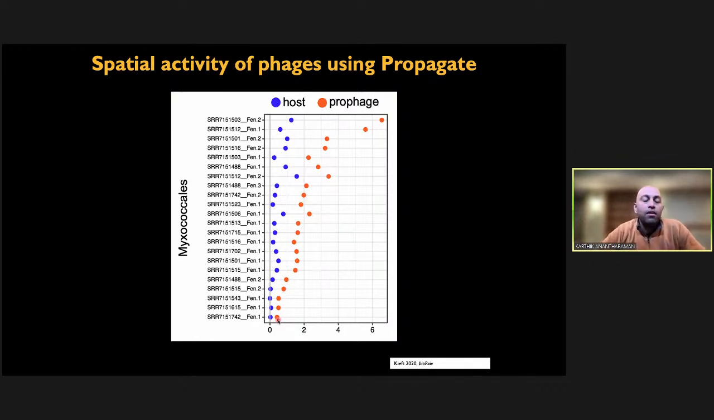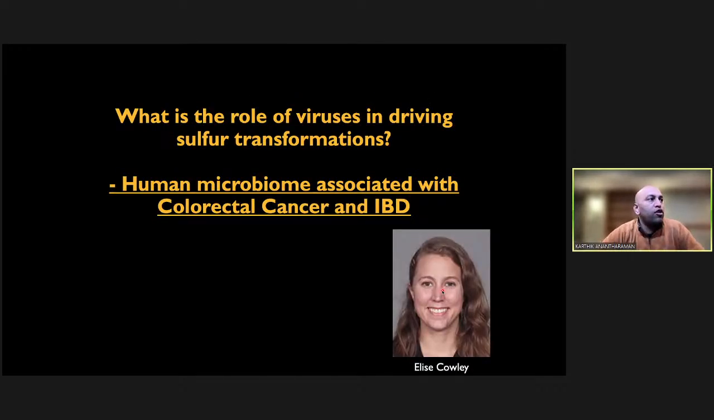So that's all I'm going to talk about with regard to bioinformatic tools today. But in the next few slides, I'll give you a sense of the different kinds of questions we are trying to ask with regard to understanding the roles of viruses in driving sulfur transformations. Now, specifically, we are studying human microbiomes that are associated with colorectal cancer and IBD. And much of this research is actually driven by an MD PhD student, Elise Cowley. So she is a clinician.